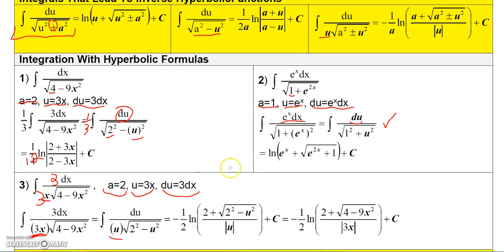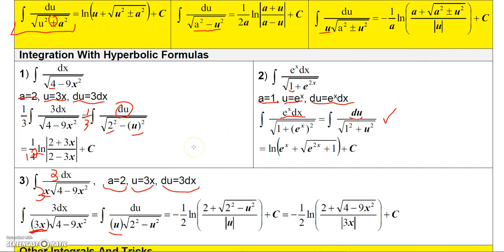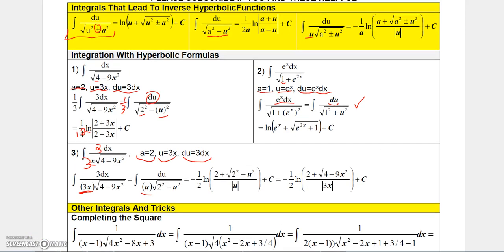So now that fits this formula up here. If I apply that formula, let me minimize this a little bit so we can see the formulas. Okay, so I'm going to have minus 1 over a, and a was 2, so I have minus a half, times the natural log of a, which is 2, plus the square root of a squared. It's minus here, so it would be 2 plus the square root of 2 squared minus u squared, and then all over the absolute value of u.